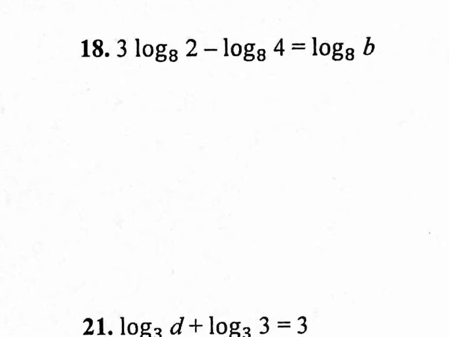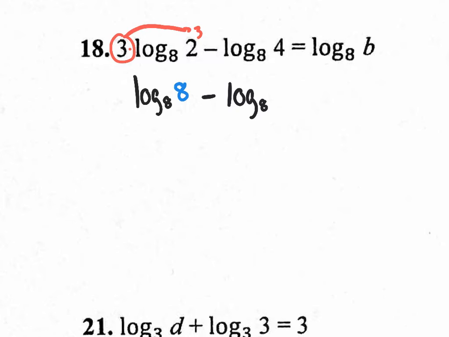Number 18. Which properties am I going to apply on number 18? Power and then quotient. That's right. So let's take this multiplication of 3 out in the front, and with the power property, make it a power on that 2. So I really have log base 8 of 2 to the third. What is 2 to the third? That is 8. Wow, that makes it interesting. Because log base 8 of 8 is just 1, right? We still have minus log base 8 of 4 over here. Equals log base 8 of b.